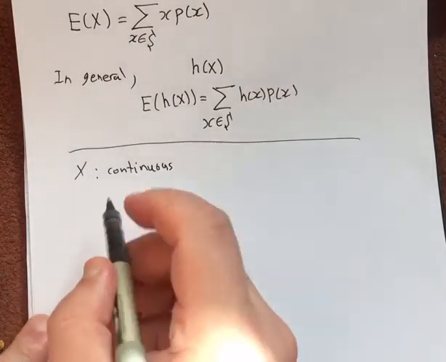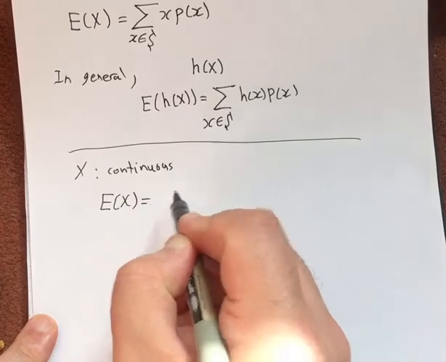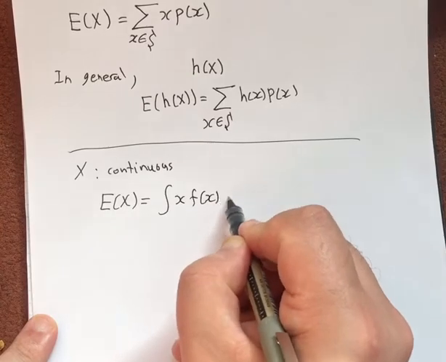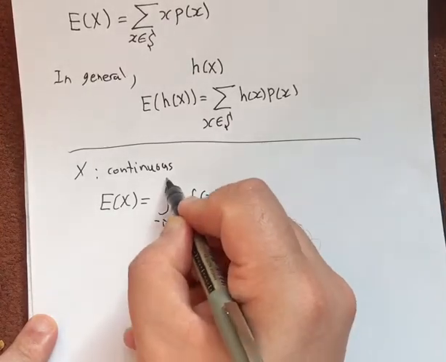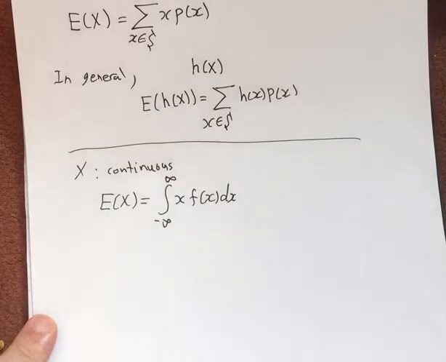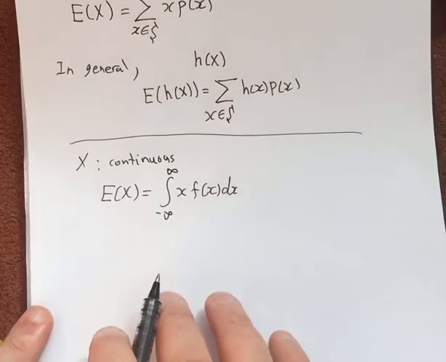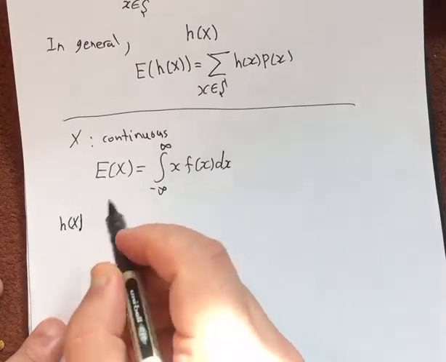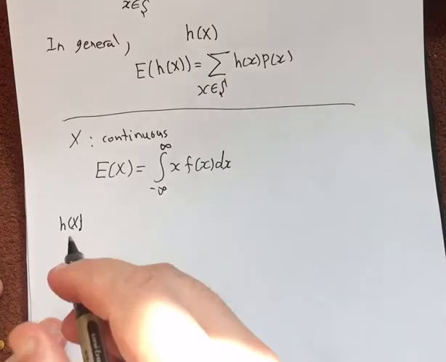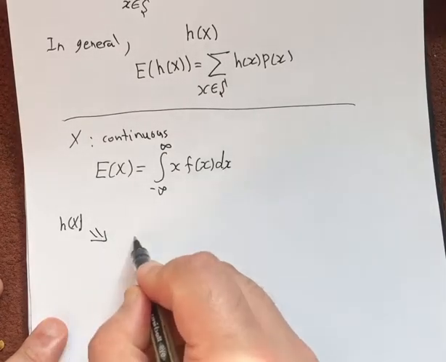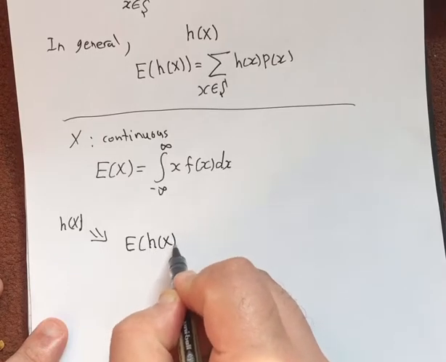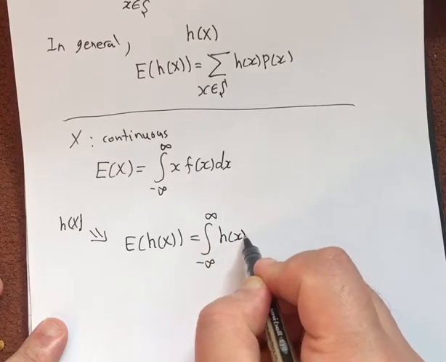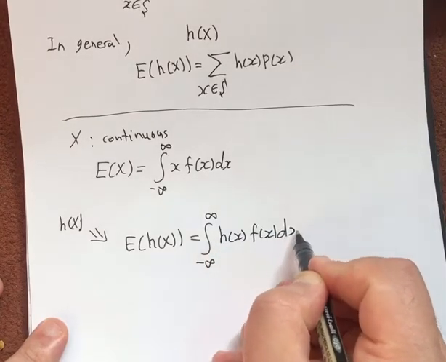the expectation of X will be the integral, in this case, of x f of x dx, from minus infinity to infinity. And again, if we have h of x, any function of x, then the expectation of this function h of x is the integral from minus infinity to infinity of h of x f of x dx.